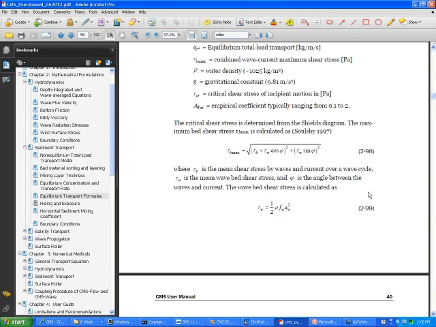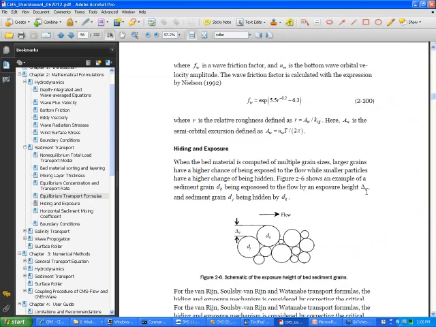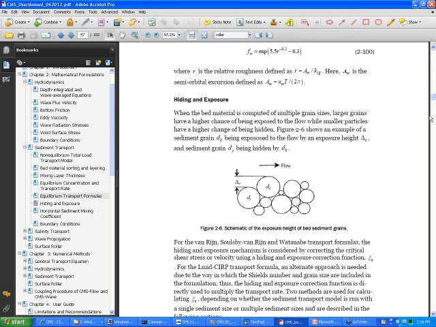And then Watanabe. Watanabe is there for backward compatibility and historical reasons. It's not really the most accurate formula, but it's useful for comparing with. Now, I mentioned hiding and exposure a little bit. Before I go into that, let me answer some questions.